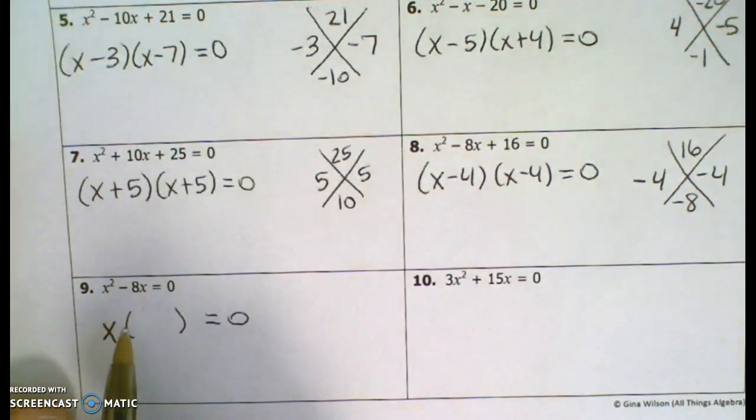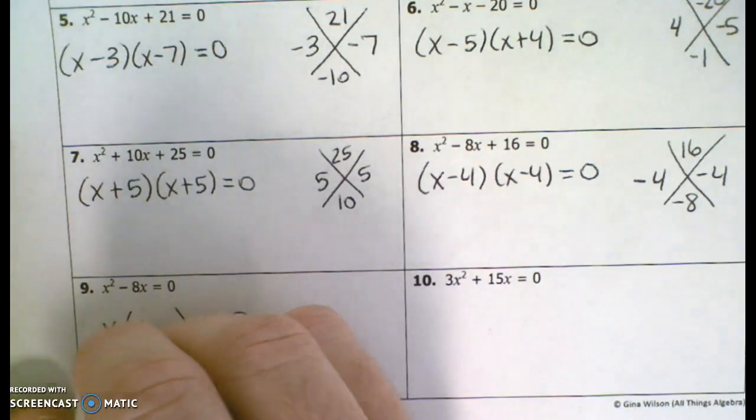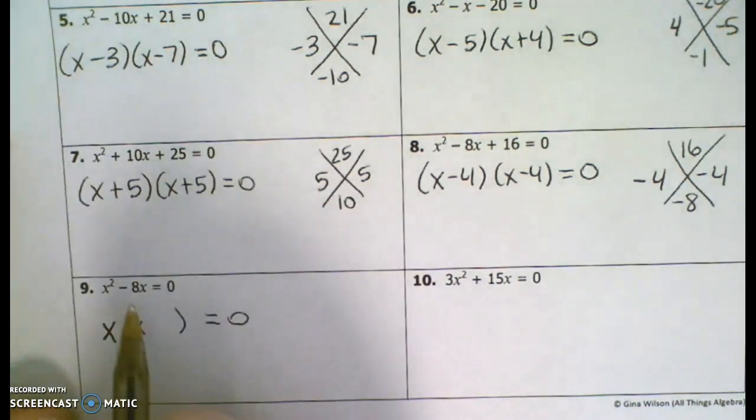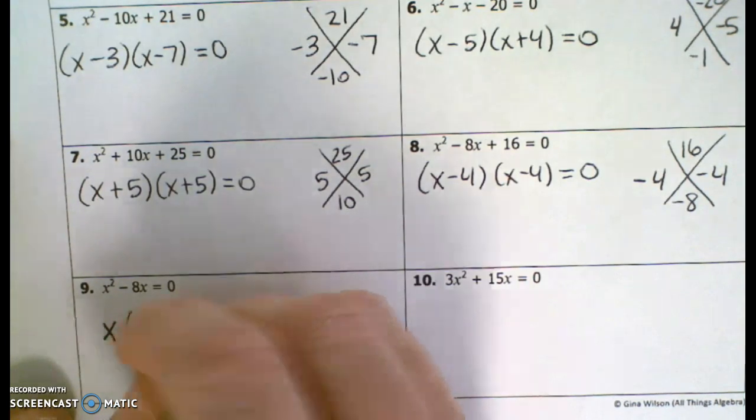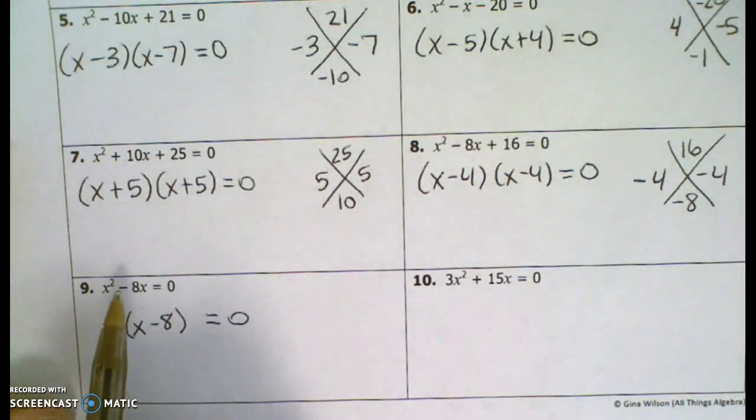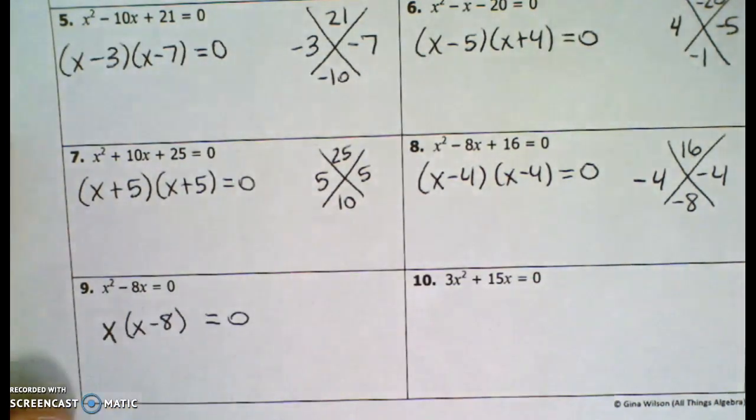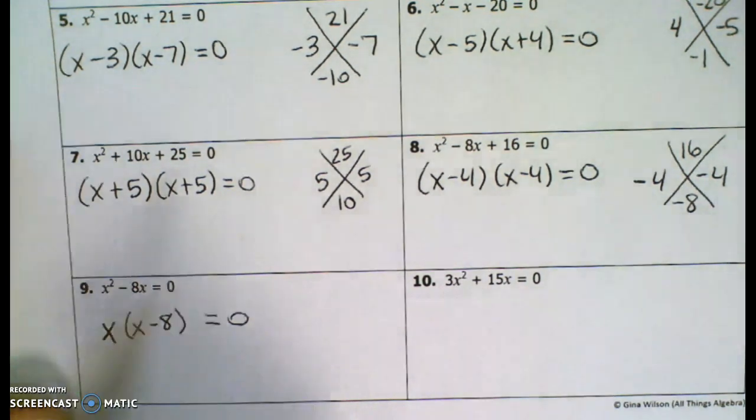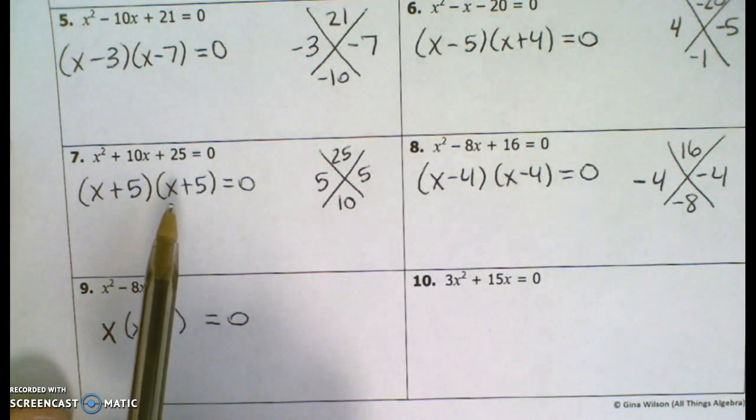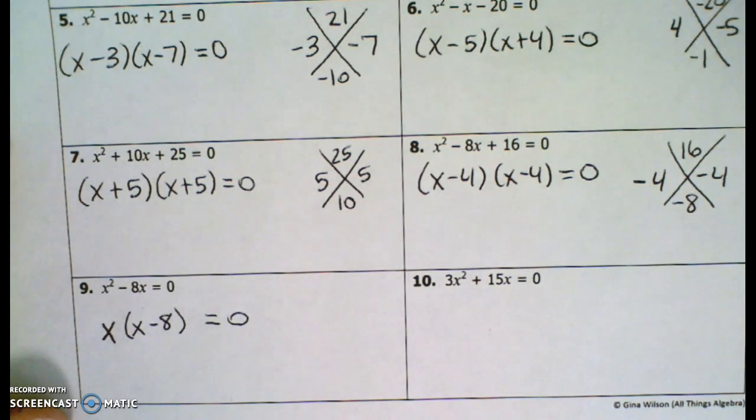So I'm reversing the distribution. I'm pulling x out. I'm dividing each of these things by x, essentially. So if I take out an x from here, that leaves me with 1x. And if I take out x from here, that leaves me with -8. So we just factored this. We just reverse distributed that problem. It's kind of like we were doing up here, but a different way of factoring.